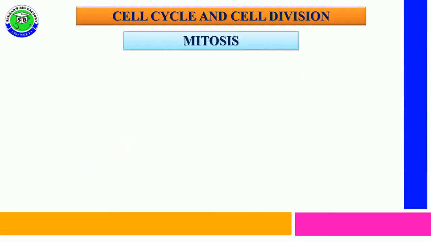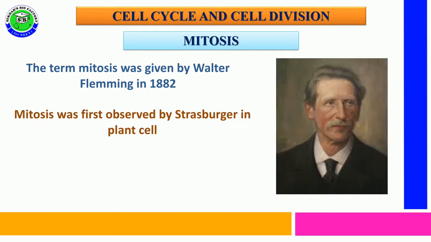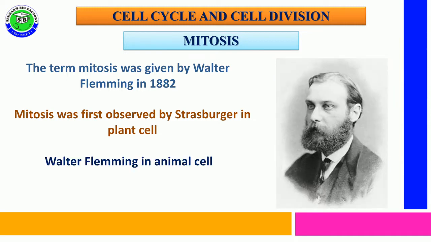In this video, I am going to explain one of the topics in the cell cycle and cell division chapter. It is mitosis division and its mechanism. The term mitosis was first given by the scientist Walter Fleming in 1882. But the process of mitosis was first observed by Strasburger in the case of plant cells and Walter Fleming in the case of animal cells.